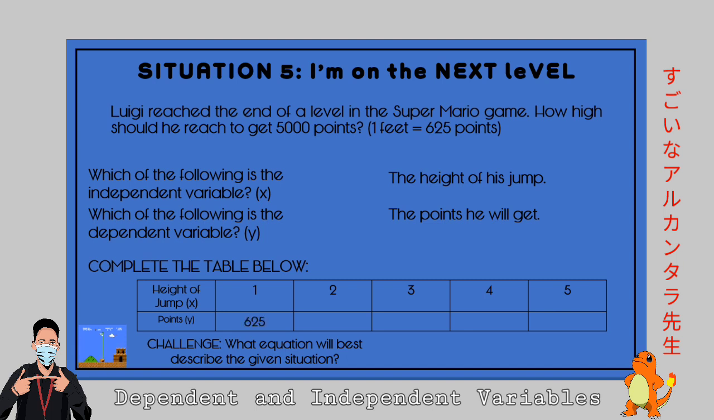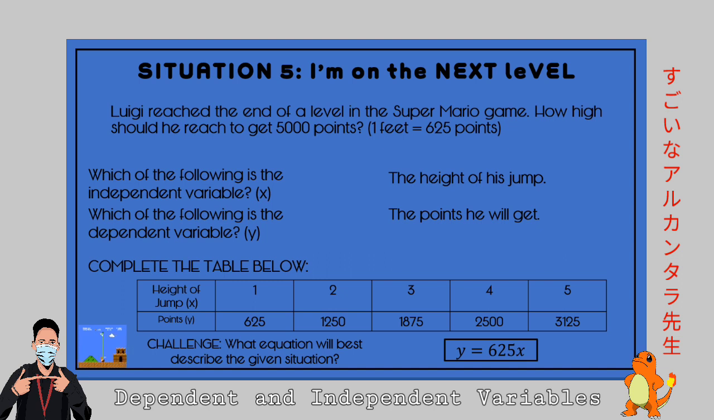2 feet, that's going to give you 1,250. 3 feet, that's going to give you 1,875. 4, that's going to give you 2,500. Then 5, that's going to give you 3,125. So in here, we can notice that we're multiplying 625 for the height of the jump. So in that case, it will be 625x. So the equation is, again, y is equal to 625x.